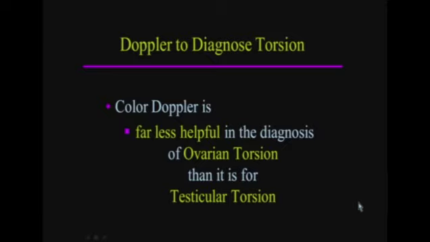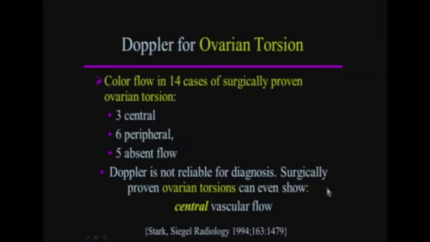Again, color Doppler is far less helpful in the diagnosis of ovarian torsion than it is for testicular torsion, and the fact that you can see testes side by side is a great help compared to ovary, in which you have to look at it on one side, remember what it looked like, and then look at it on the other side.